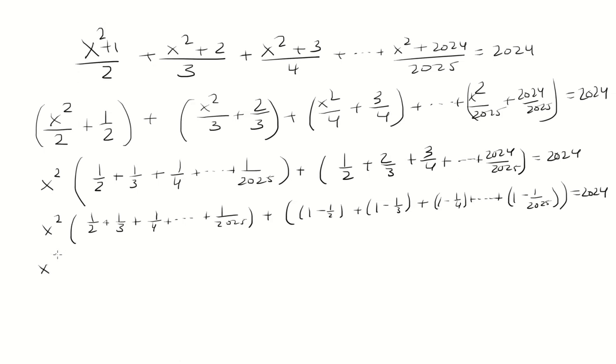Now we'll still leave this one the same, and we'll focus on the other parentheses. First thing to note is that this has 2024 terms. If you're wondering why, just look at the numerator. This is the first, second, third, all the way up to the 2024th term. So I'm adding 1 2024 times, so that's going to give me 2024.